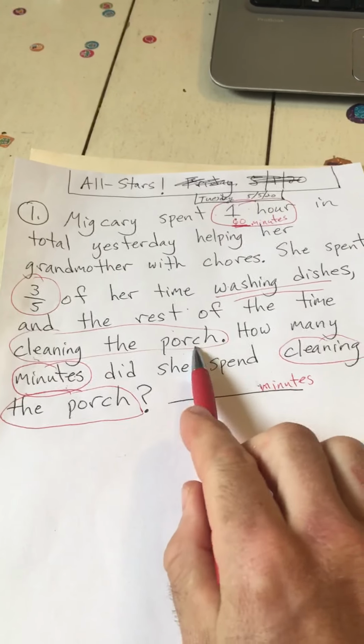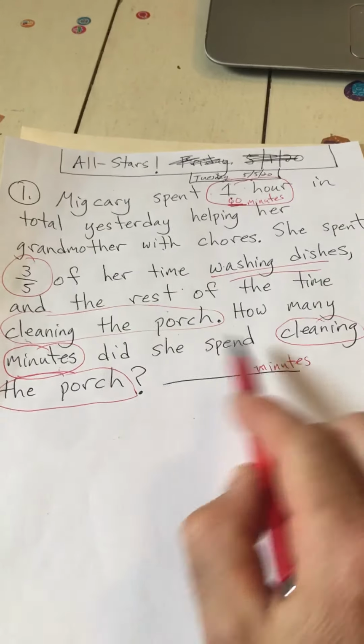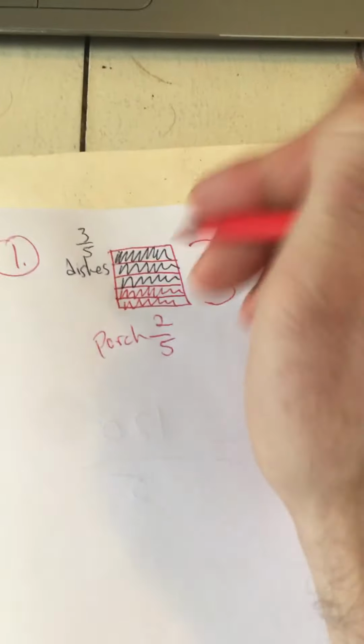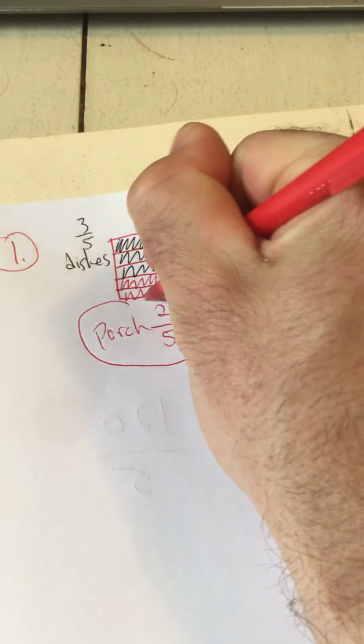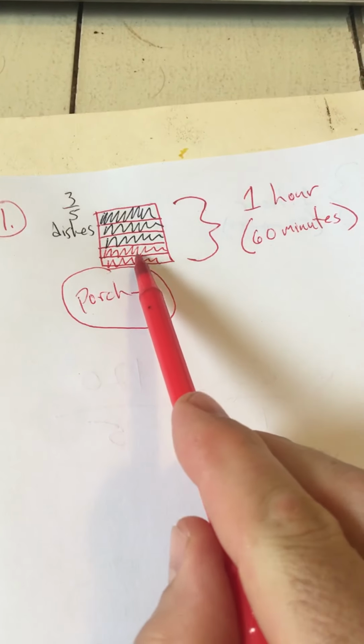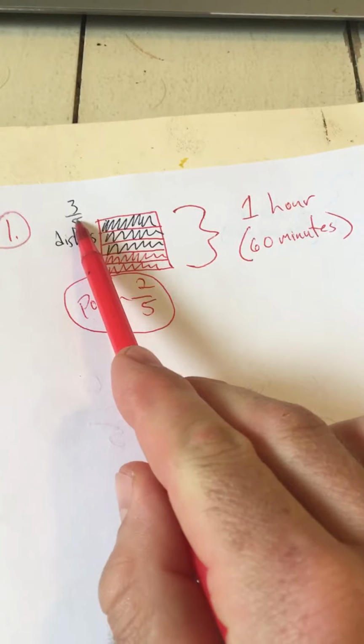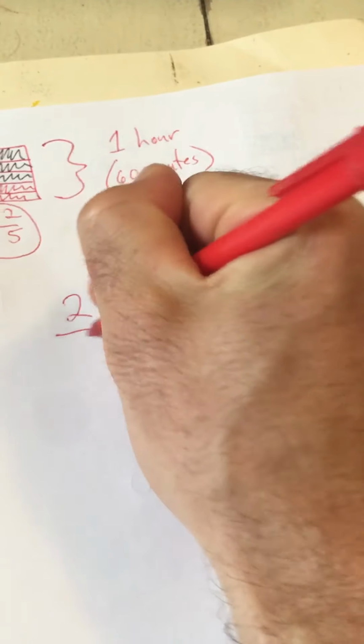So the dishes was 3/5, but it doesn't ask us about the dishes. The question asks us how many minutes she spent cleaning the porch. So that was actually the 2/5 of an hour was cleaning the porch. So we're not going to use 3/5, we're going to use 2/5 to solve this problem.